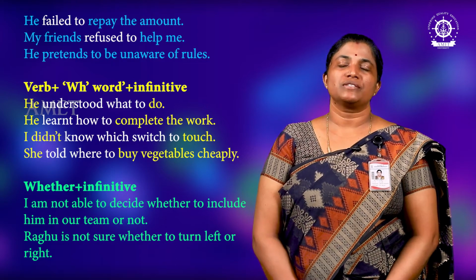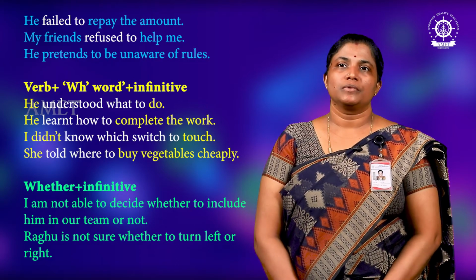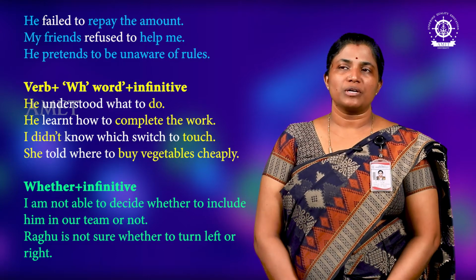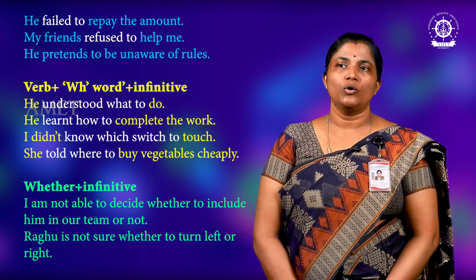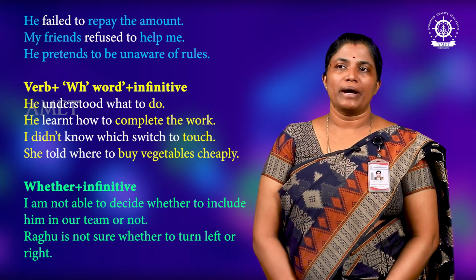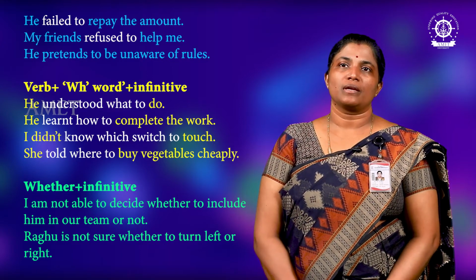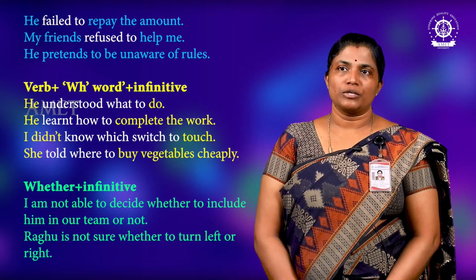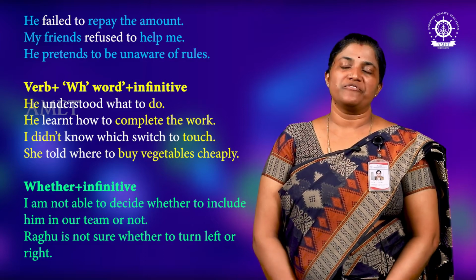Verb plus WH word plus infinitive construction. He understood what to do. He learned how to complete the work. I didn't know which switch to touch. She told where to buy vegetables cheaply. He understood what to do: WH word plus infinitive construction.